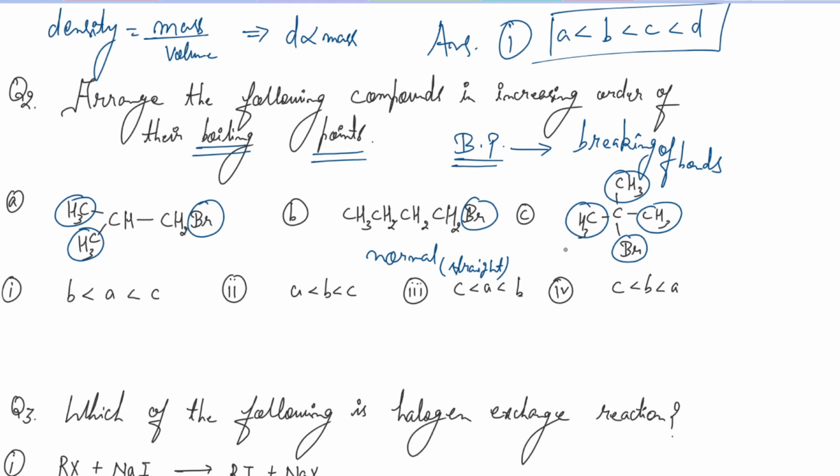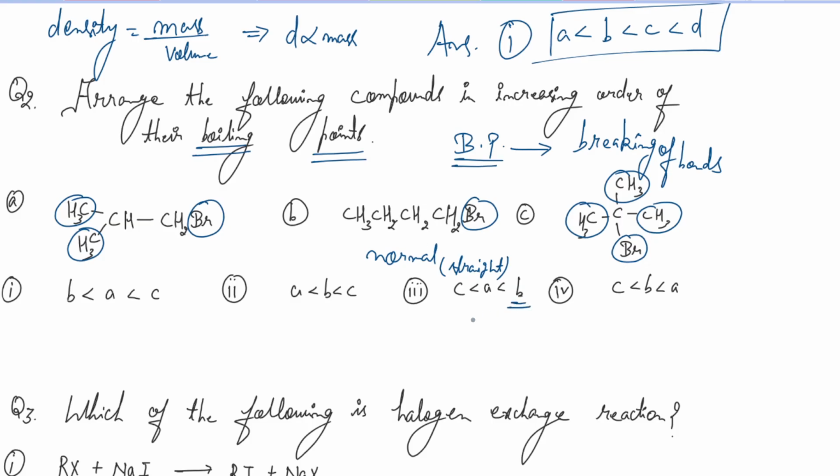So that's why the boiling point of C should be the easiest. In case of B, this is the straight chain, so it is very difficult. In case of B, the boiling point will be higher, because this is the normal straight chain compound, and bond breakage will not happen easily. So option B.